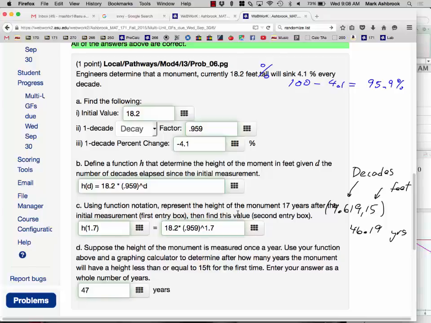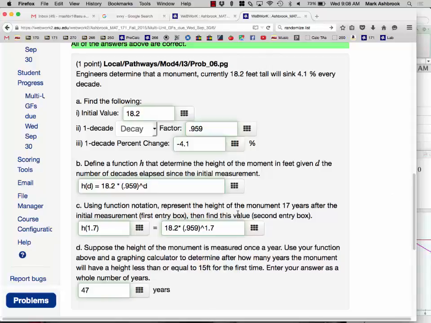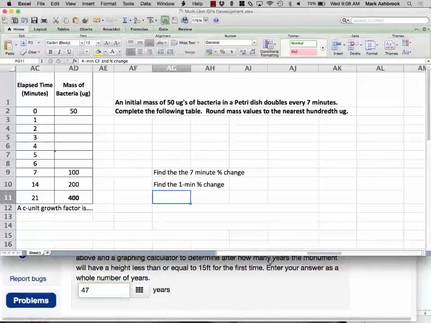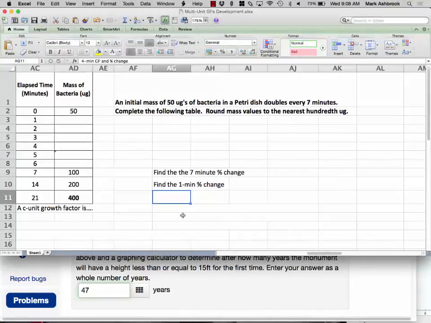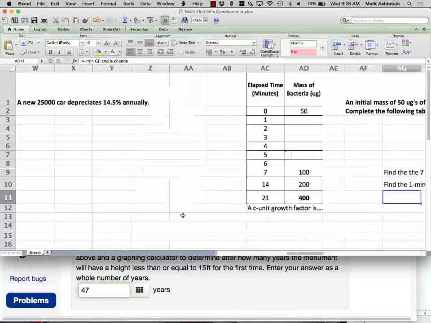So we did the car depreciation at the end of class last time, right? Was that the last thing we did? Car depreciation? So let's pick up there. We were talking about multi-unit decay factors.